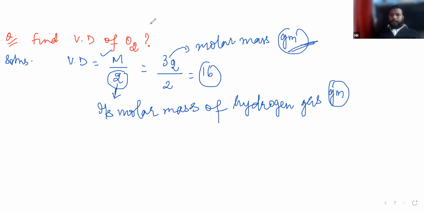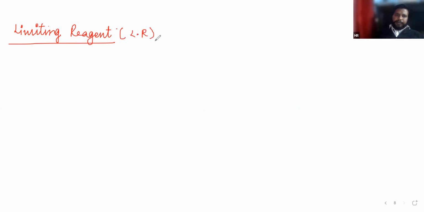Now come to the next topic, which is very important for your exams, whether it is board or school exams or competitive exams. Write the topic: limiting reagent. And I will call it LR. LR means limiting reagent. First, I am writing the definition.